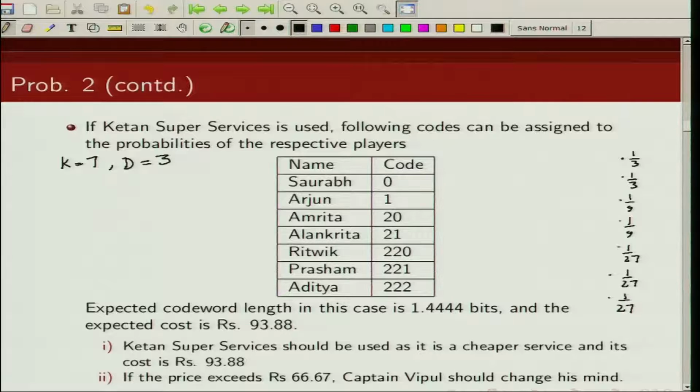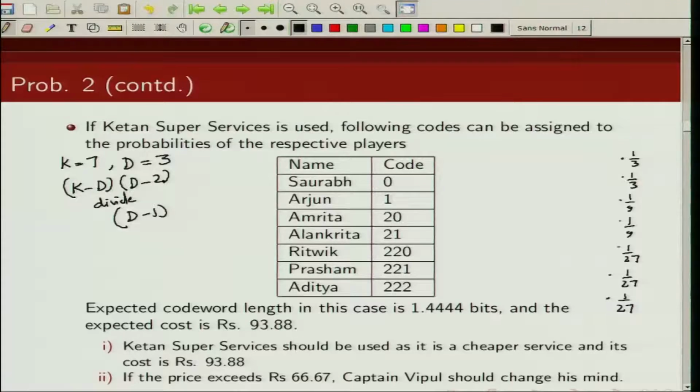So the first thing we need to find out at the initial stage is how many unused leaves are there, and how do we find that out? K minus D into D minus 2, divided by D minus 1, whatever remainder is remaining. So K minus D in this case is 4 and D minus 2 is 1. So 4 divided by 2, remainder is 0. So there are no unused leaves if we use this particular source and encode it using ternary Huffman code.